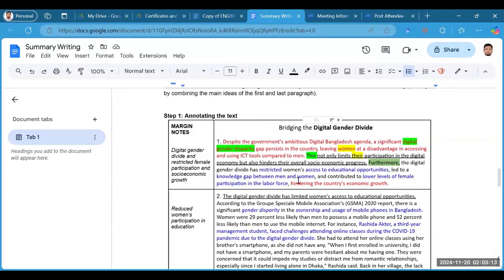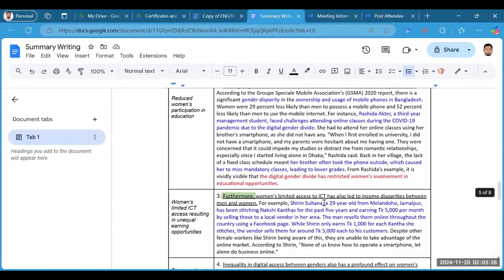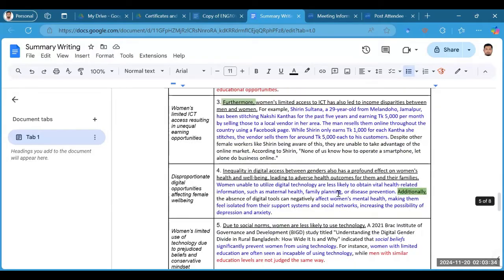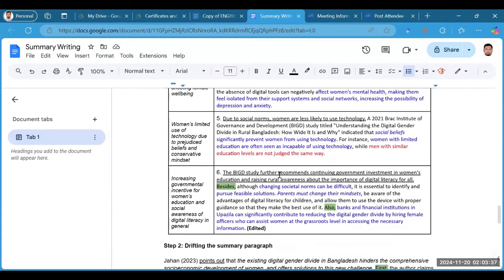So basically, this essay is going to be about what kind of restrictions women face and what the nature of this gender-based digital divide is. In the later paragraphs, the writer highlights each of these problems that I have highlighted here in blue, all right. We'll read them later, but I want to focus now on the sixth paragraph, which is the last or concluding paragraph. Here the writer suggests some recommendations provided by BIGD, which is a research organization.